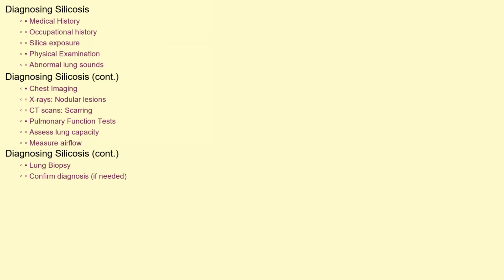Diagnosing silicosis involves a combination of factors. A detailed medical history, including occupational history and potential silica exposure, is essential. A physical examination can reveal abnormal lung sounds. Chest X-rays and CT scans are crucial for visualizing the characteristic nodular lesions and scarring in the lungs. Pulmonary function tests, which measure lung capacity and airflow, can help assess the extent of lung damage. In some cases, a lung biopsy may be necessary to confirm the diagnosis.